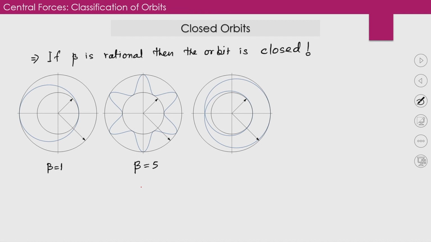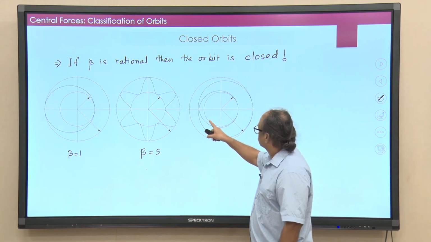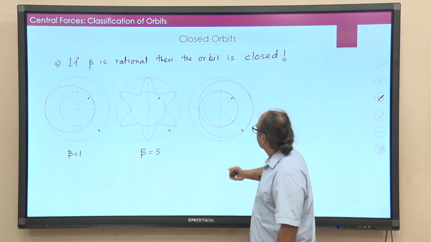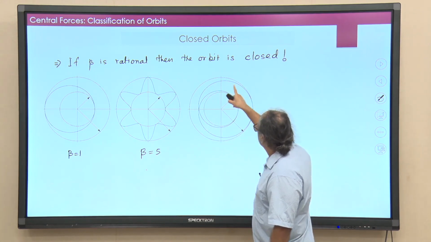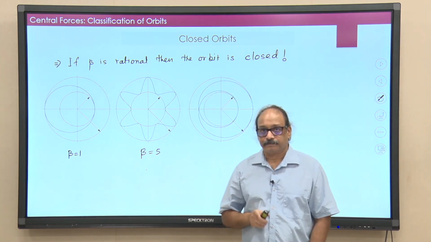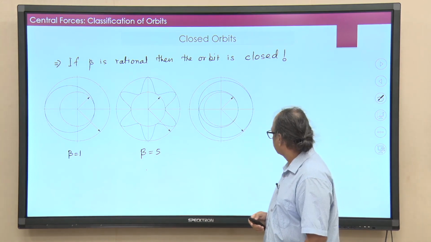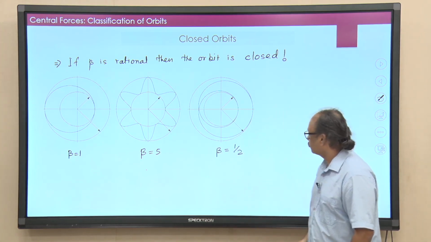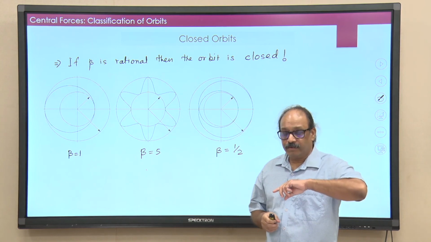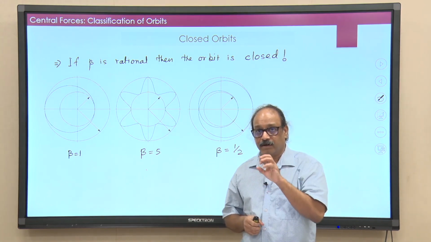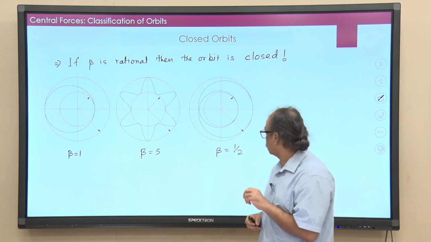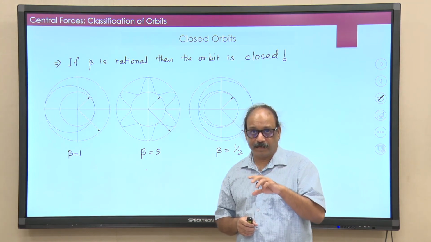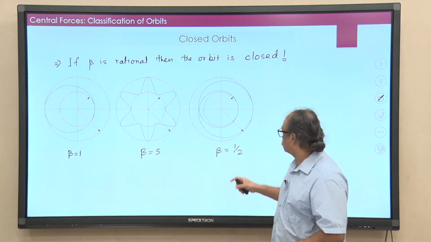How about this one? This is my circle showing R1, this is my circle showing R2, and the blue curve here is the trajectory. What is going to happen in this case? So, this is beta is equal to half. So it is basically cos of theta by 2. When theta becomes 2 pi, it is cos of pi, and that is when you get the minimum.